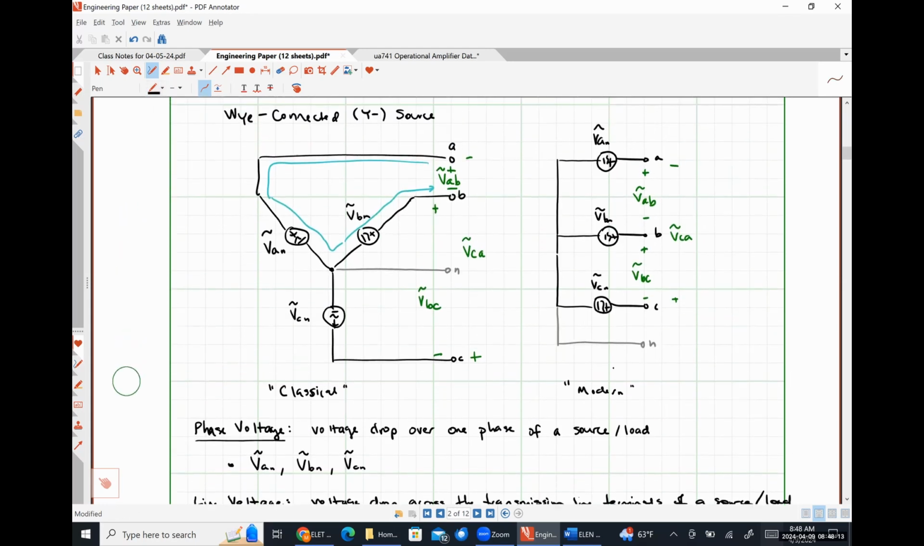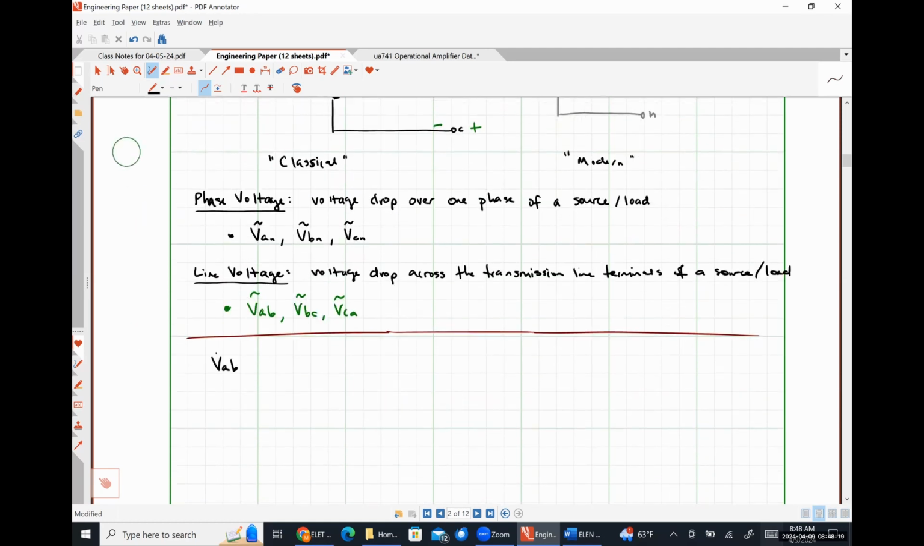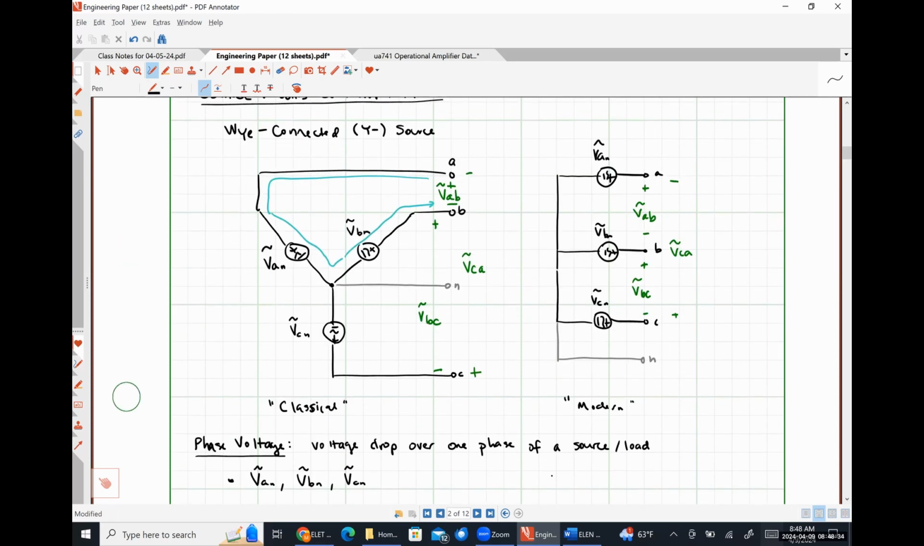So if I write a Kirchhoff's voltage law equation around that loop, what I'm going to find is that my voltage VAB will be equal to VAN minus VBN. Let's make sure everybody can see why exactly that is, right? If I go from the positive polarity terminal of that voltage VAB, that voltage will be equal to the voltage drops that I see. I see the positive polarity terminal of VAN first, so that's why it gets a plus sign. I see the negative polarity terminal of VBN first, so that's why it gets a minus sign, okay?